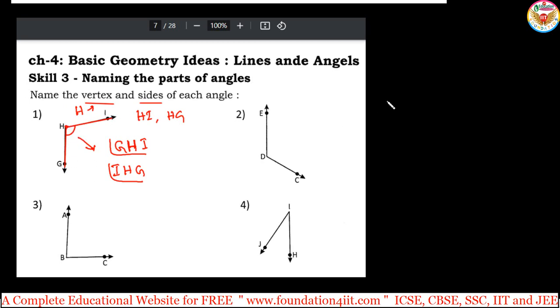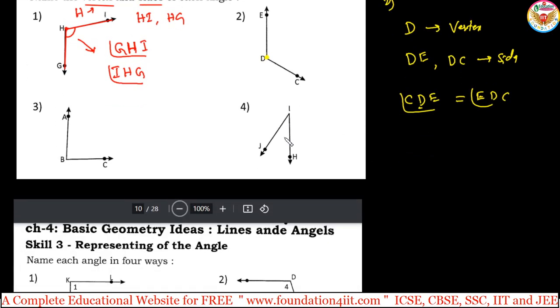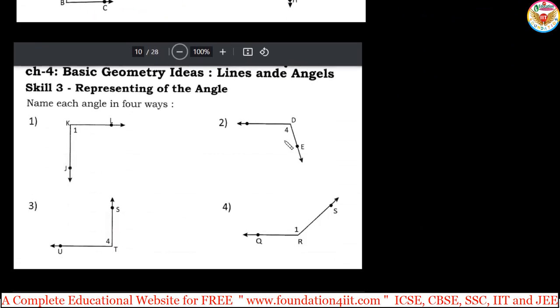Right. Second one, D is the vertex. D to E is one side, and DC. These are the sides. To denote the angle, we can say CDE, where the vertex should be centered. Remember, EDC is also the same. Both are the same. We'll see these types of angle denotations on the next page also. So continue the remaining as it is.